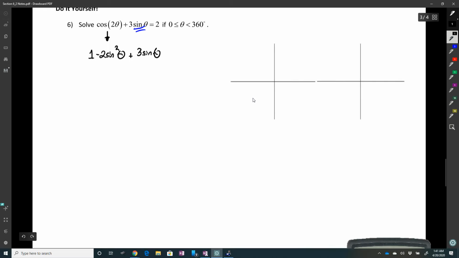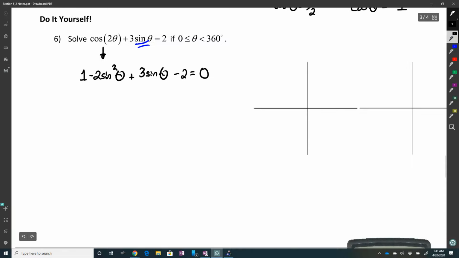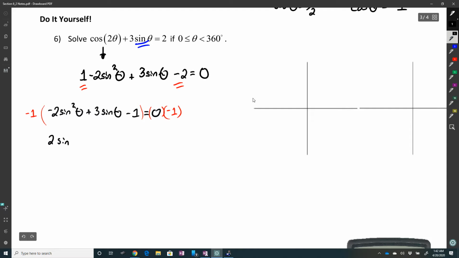Plus 3 sine theta. I'm going to go ahead and subtract the 2 to the other side, because what I have here is a quadratic type problem. So 1 minus 2 is negative 1. I don't like there being a negative in front, so I can just multiply both sides by negative 1. That doesn't add extra answers because there's no variable there. It's just multiplying by a number. So I have 2 sine squared theta minus 3 sine theta plus 1 equals 0.